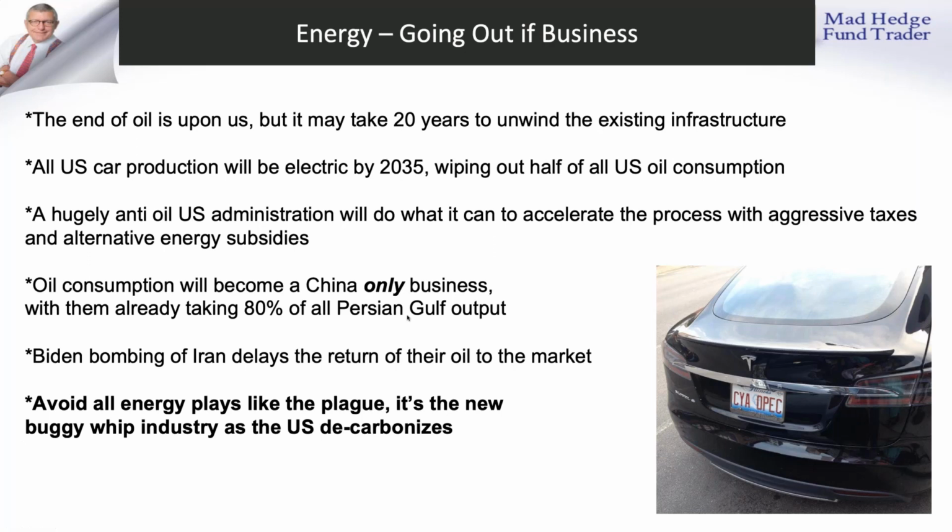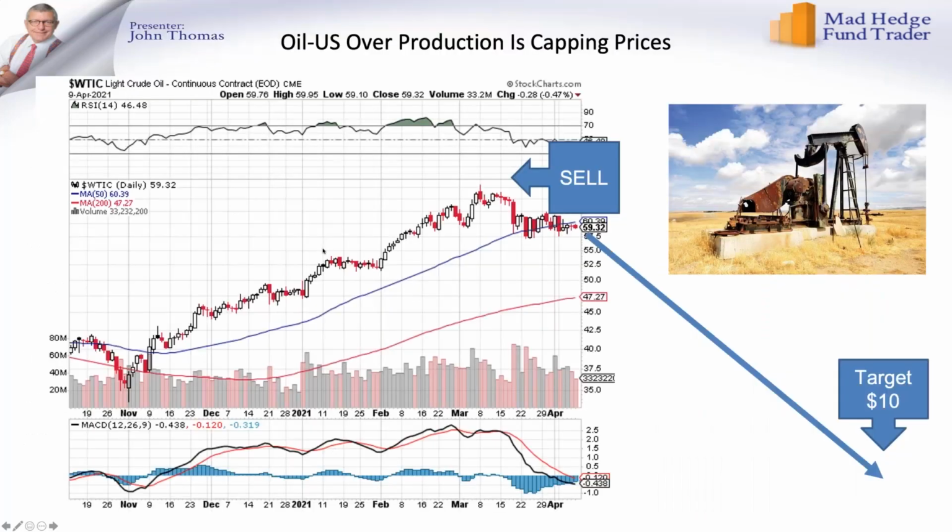That means we don't need to defend the Middle East anymore, which is probably why Biden is pulling the U.S. out of Afghanistan. Biden bombing of Iran delays return of their oil to the market. Avoid all energy plays like the plague. It's the new buggy whip industry as the U.S. decarbonizes. Here is the recent top in oil prices here. We're looking for $10 a barrel on the next economic downturn. So sell rallies in oil.